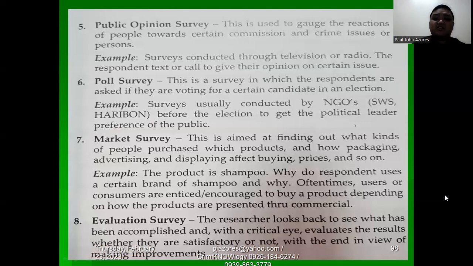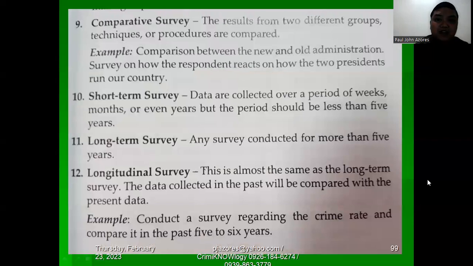Evaluation survey, the researcher looks back to see what has been accomplished and with a critical eye evaluates the result, whether they are satisfactory or not, with the end in view of making improvement. Example, you conducted a seminar and you will conduct a survey among the participants on what are the strengths and weaknesses of the seminar, so that in the end we can improve the next time we conduct it again.